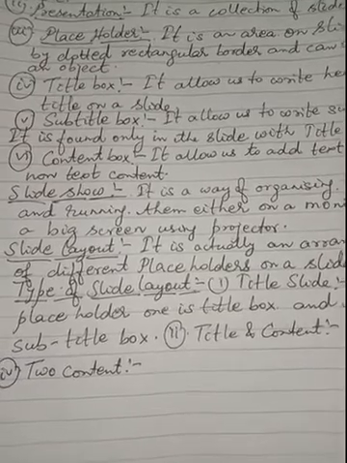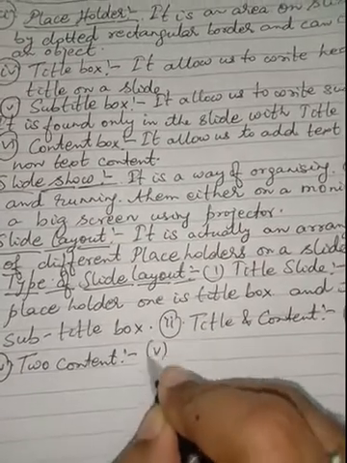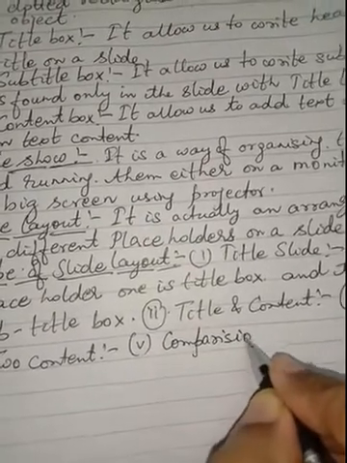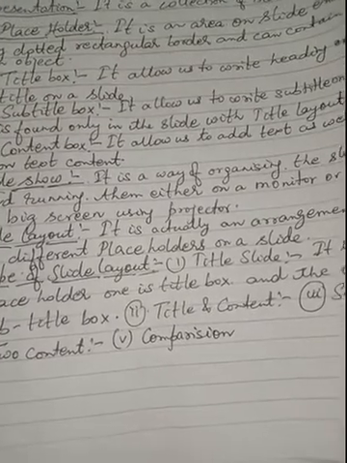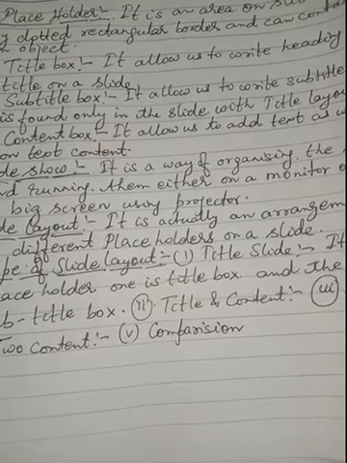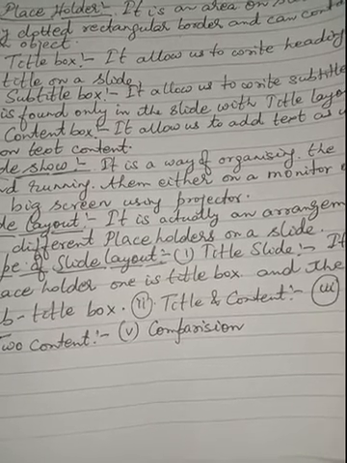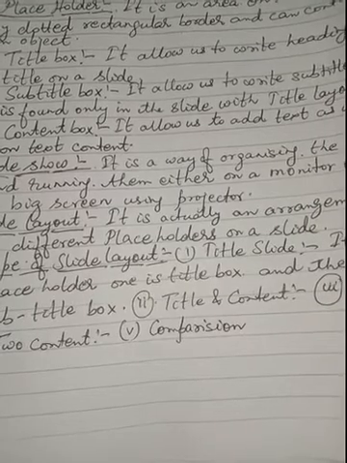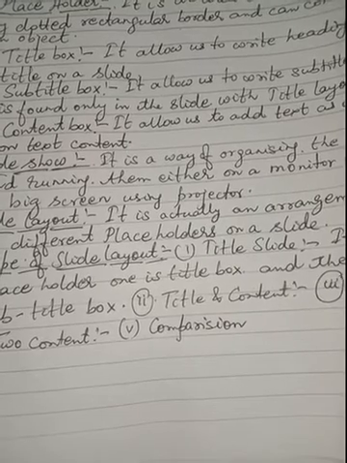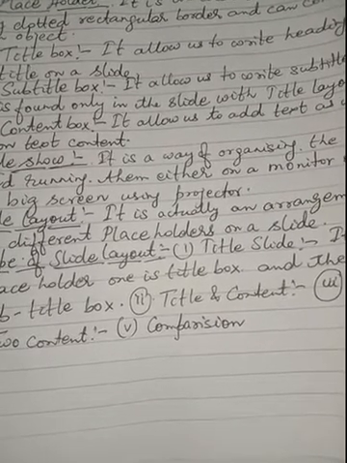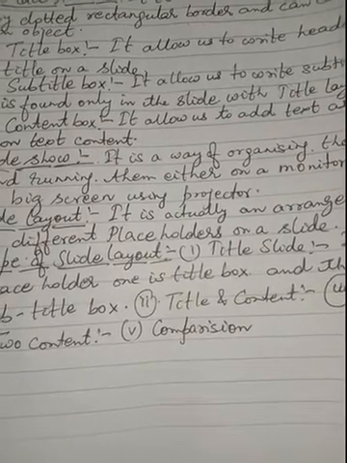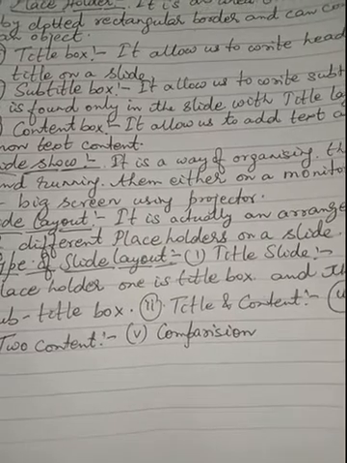Next we have the comparison layout, number 5. The comparison layout is generally used for showing the comparison between two different types of content in the slide. Here we have a placeholder box and two subtitle boxes in which two different contents are placed, and it is mostly used to demonstrate the difference between the two types of content. Thus we have the comparison slide layout.